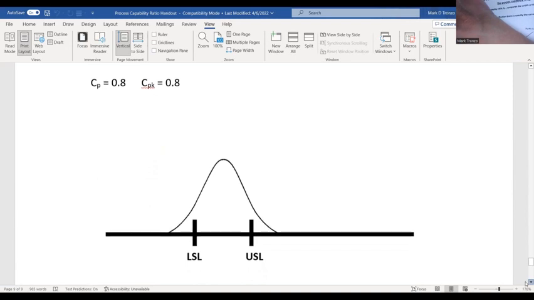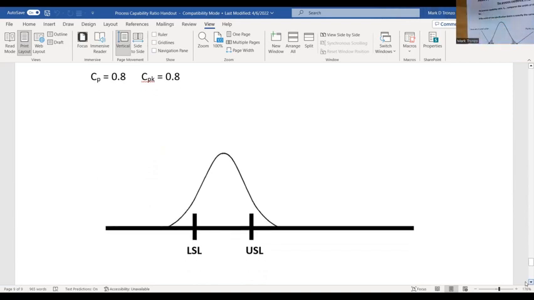And here's one final example. Notice in this case the mean is well centered. But you can see the upper and lower control limits are outside, or wider than, the specification limits. So in this case it's 0.8. No matter how you adjusted this, you couldn't improve it. Because this is equal to this, that indicates the process mean is right at the mean of the upper and lower specification limits.